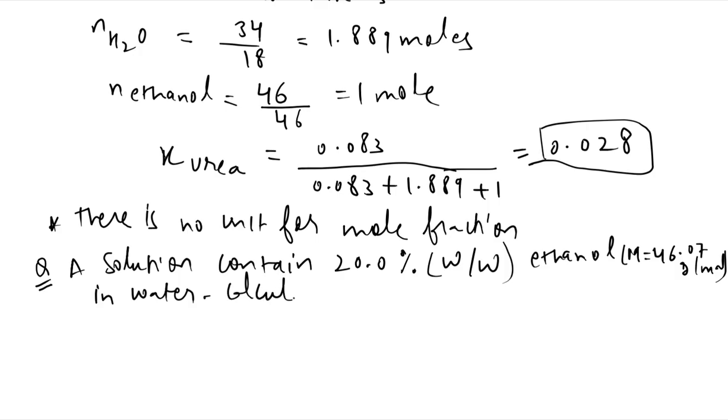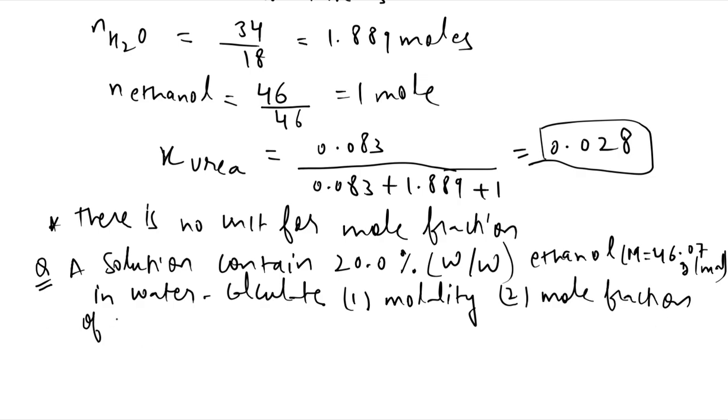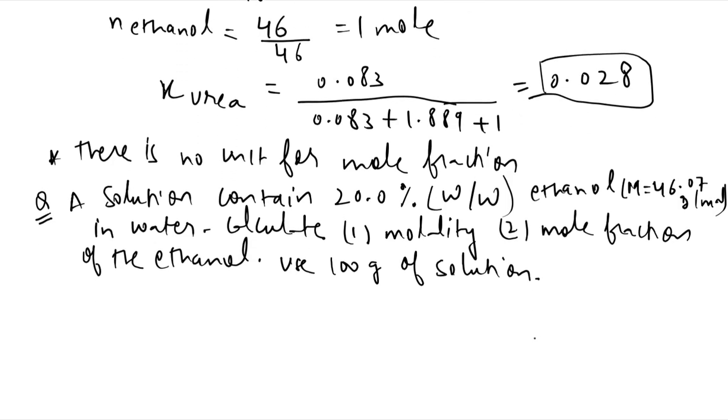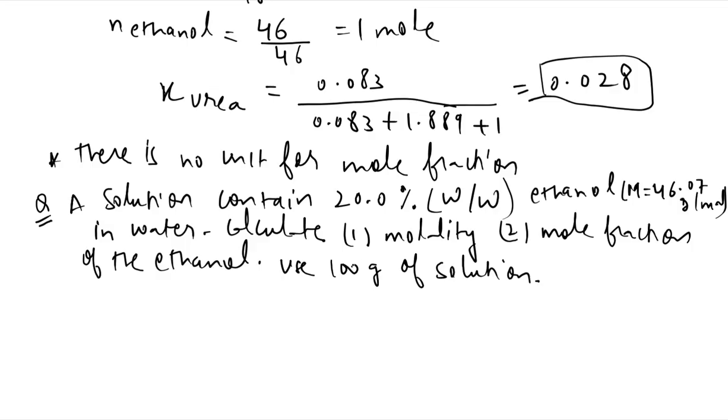Calculate number 1, molality of the solution, number 2, mole fraction of the ethanol. Okay, and they have mentioned to use 100 gram of solution. This was important, otherwise we should have assumed that it is 100 gram of the solution.